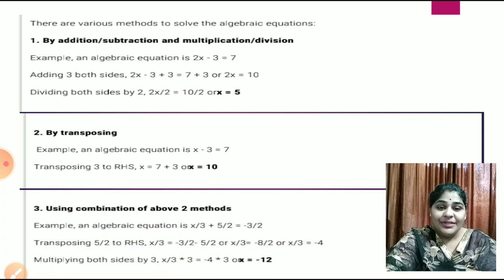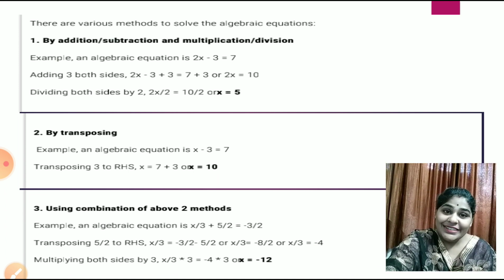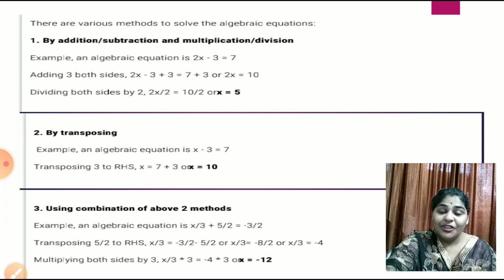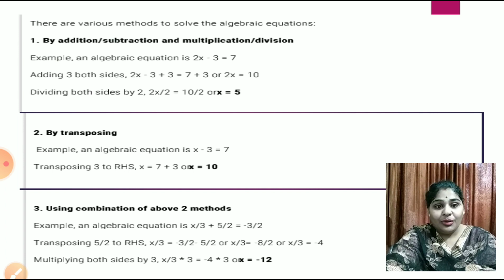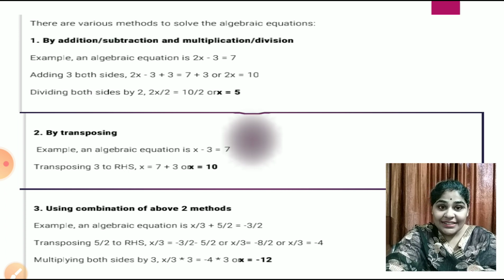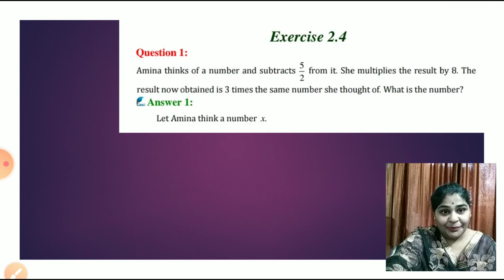And the last one is a combination of both the methods. So wherever you feel easy, you can use both the combinations, or you can just use transposing, or you can just do addition, subtraction, multiplication and division on both the sides, right? So these are the 3 methods which we have seen, children. Now I hope everything is clear. So let us begin now with our next exercise, that is exercise 2.4.